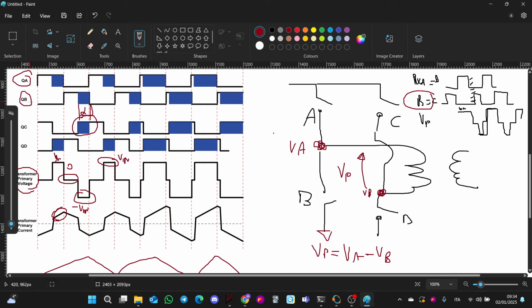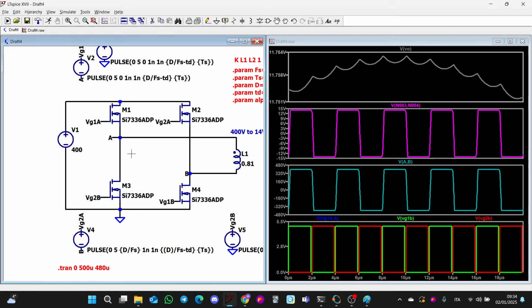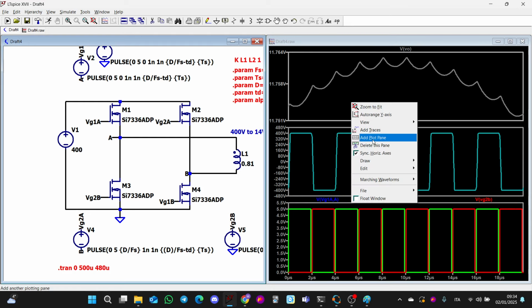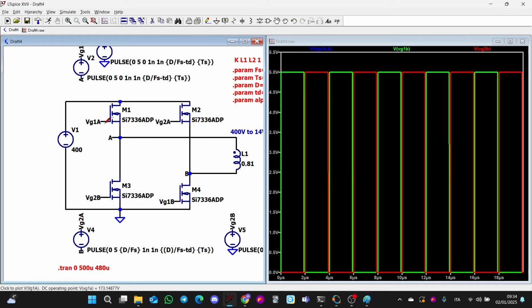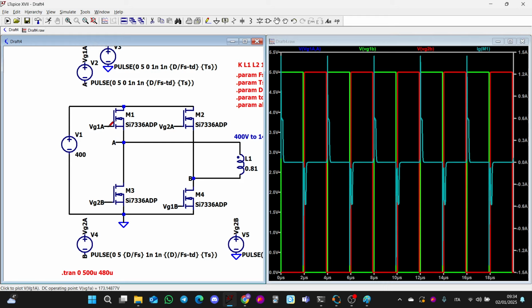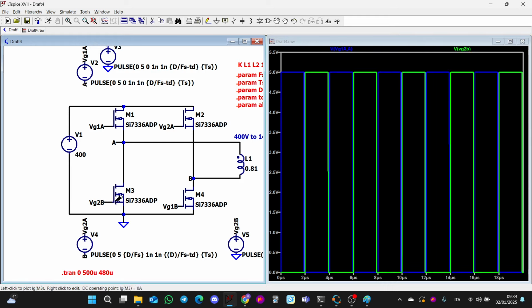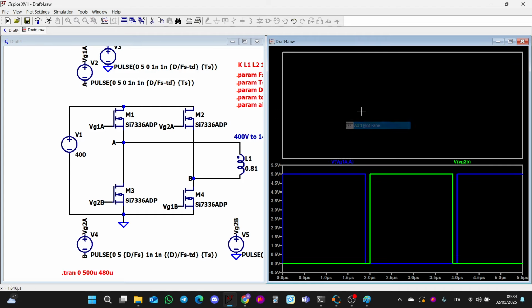QA and QB are the same. So let's check on LTSpice. So M1 and M3. Let's cancel all of this. We don't need that. Even this, we don't need it. So these two remain as they are. And these two are correct.